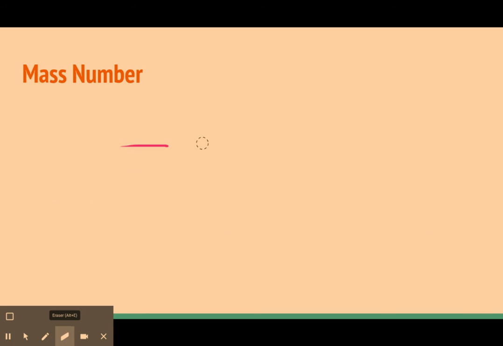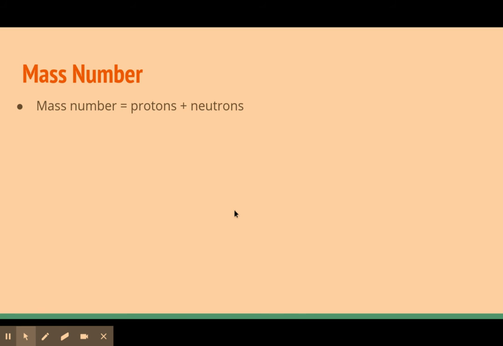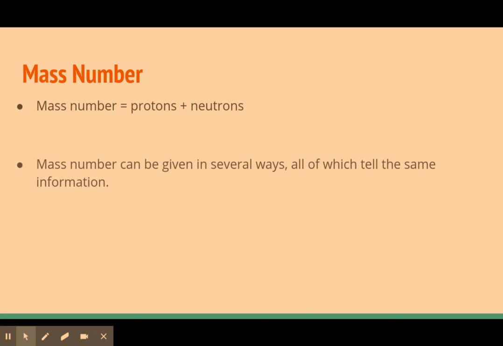All right, so taking a look at what the mass number actually is. The mass number is going to be equal to the protons plus the neutrons. So if I add those two together, it will give me my mass number. You'll see some notation for mass number in several different ways. I want to show you all of them, but they all give us the same information.